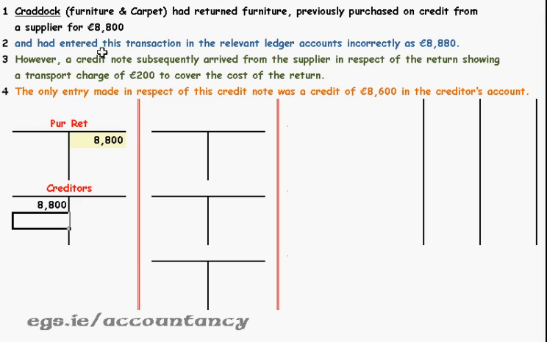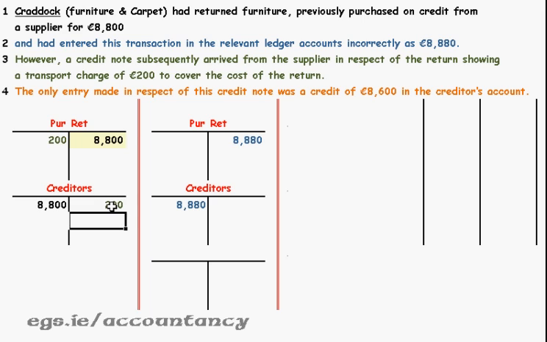What did they do? They entered this transaction in the relevant ledger accounts incorrectly as 8,880. So they used the correct accounts and the correct side, but they entered the wrong figure. So rather than 8,800, they entered 8,880 there and down here as well. Afterwards, a credit note subsequently arrived from supplier in respect of the return showing a transport charge of 200. What that means is we're simply not going to get the full 8,800, so we do a contra entry of 200, which we double entry down to here.